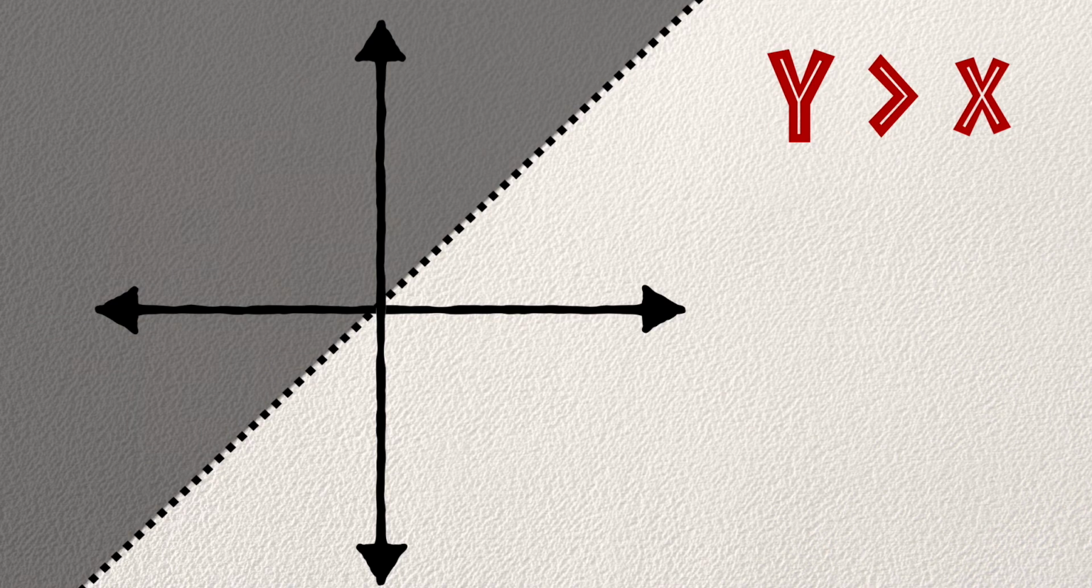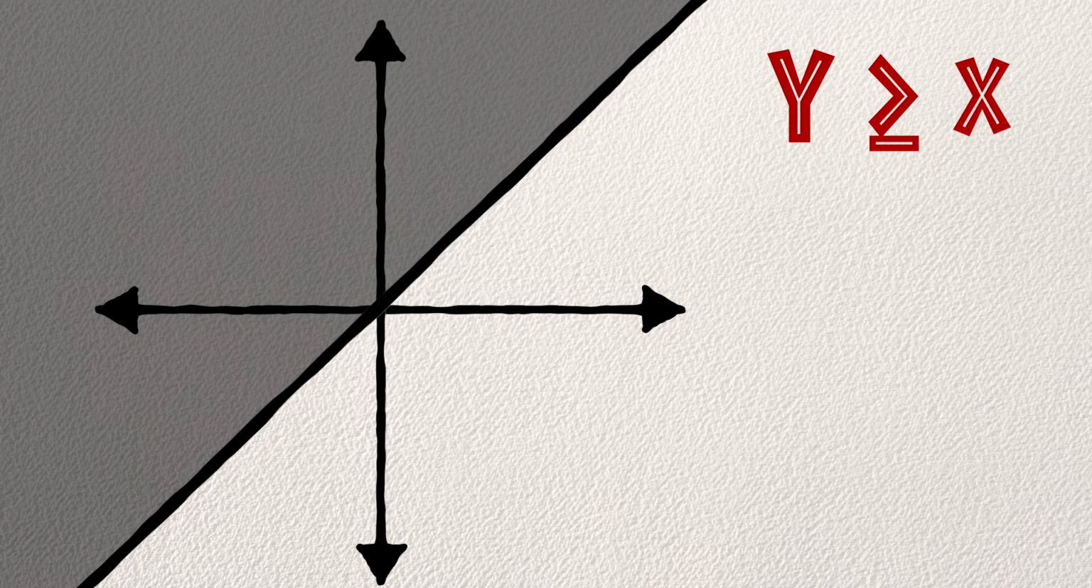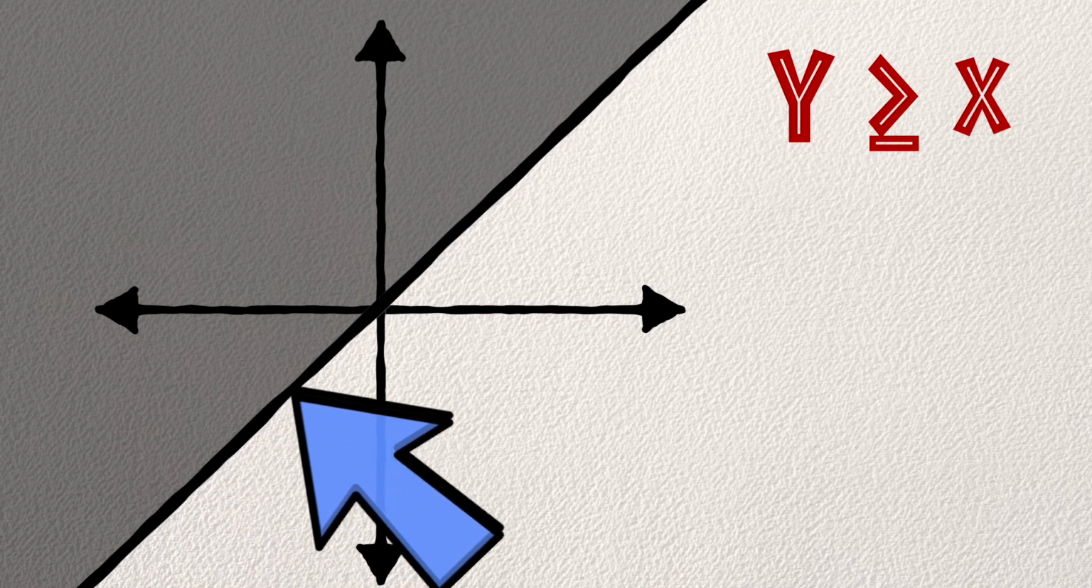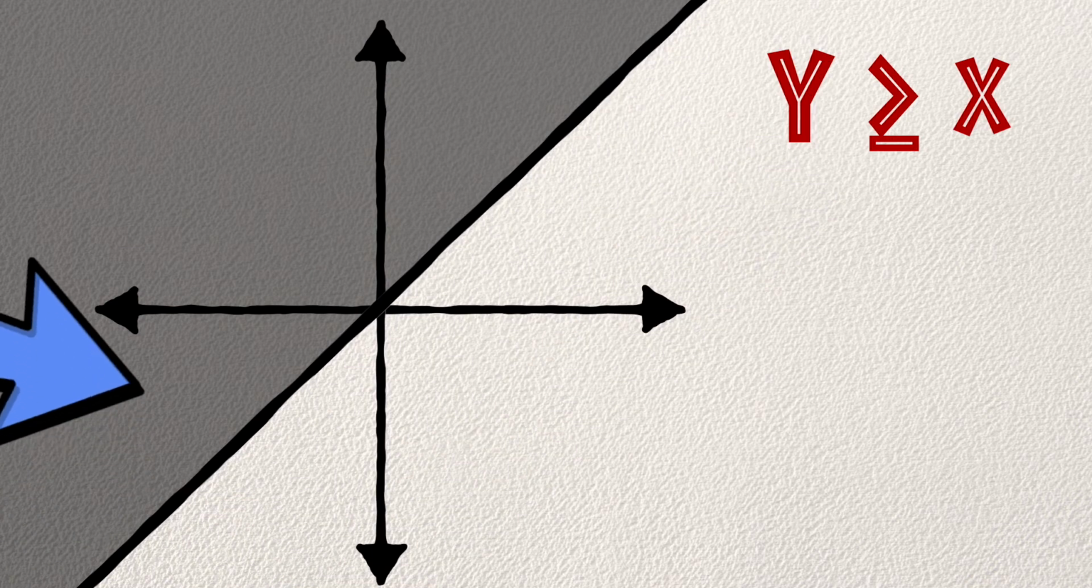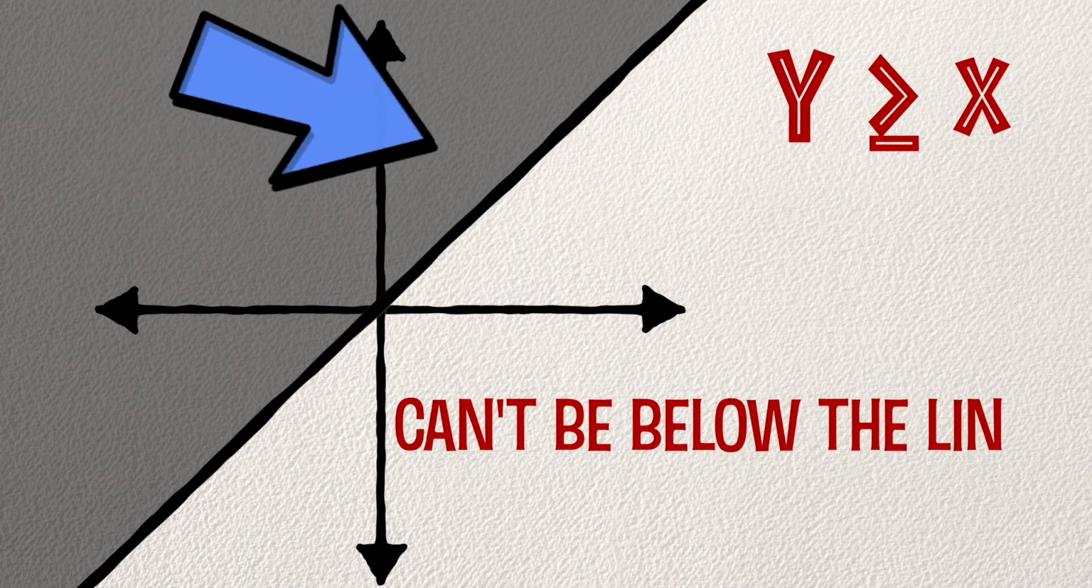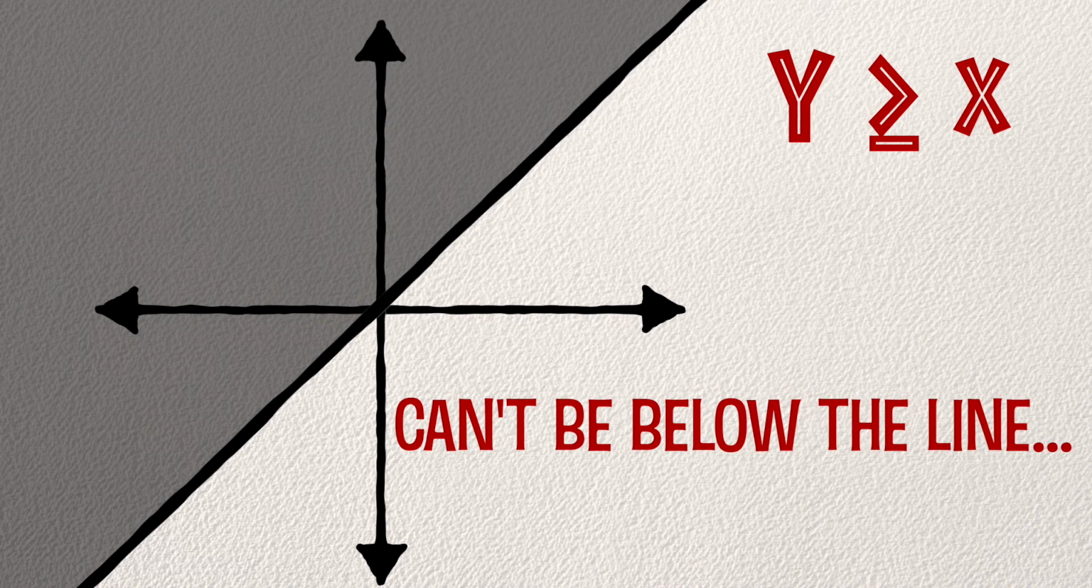Now, how would this change for y is greater than or equal to x? Well, that graph would look similar to the graph for y is greater than x. However, this time, the value for y can either be on the line or above the line. It just cannot be below the line.